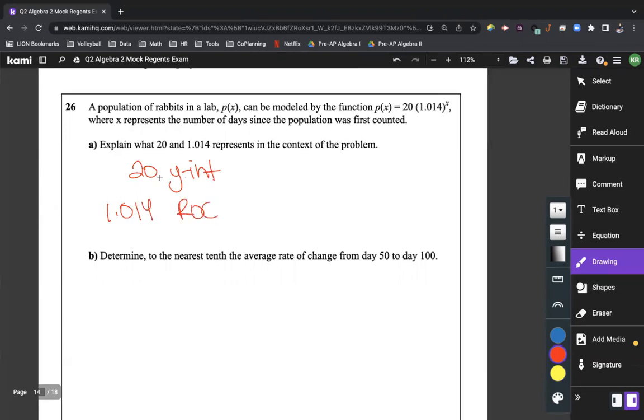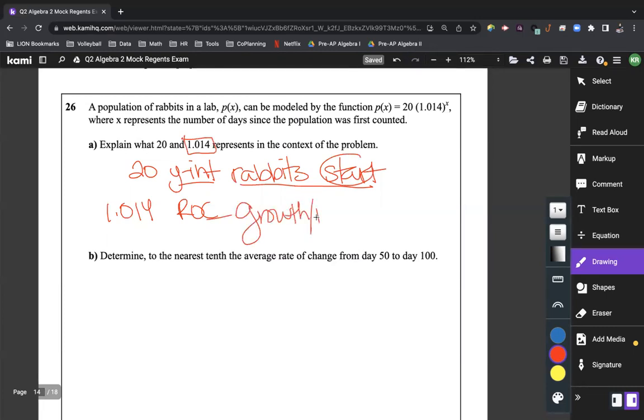So if you use these keywords, if you said rabbits you start with, right, you got credit. So rabbits you start with, or y-intercept, or anything along the lines of language that said that this is where you start, you got a point for that. 1.014, right? So since this number is greater than 1, that means it's growth, okay? So if you said the words growth, or if you said increase, you got credit for that too.